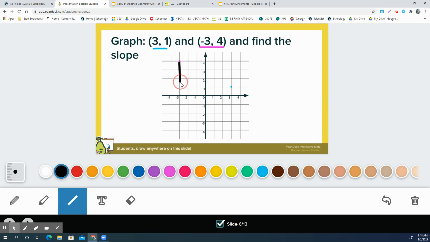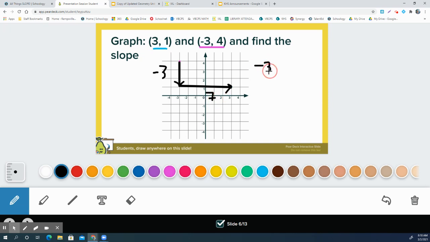So if I go down 3 and then right 7, this is -3 because I've gone down. And then right 7 is +7. So this is going to be -3 over 7.